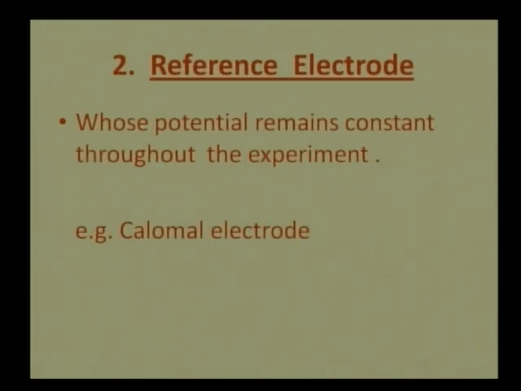Now the second one is the reference electrode. We know that the reference electrode is one whose potential remains constant throughout the experiment, which cannot change. It has a particular constant potential. The example of the reference electrode, or the mainly used reference electrode, is the normal calomel electrode.